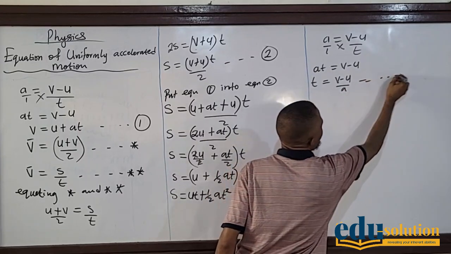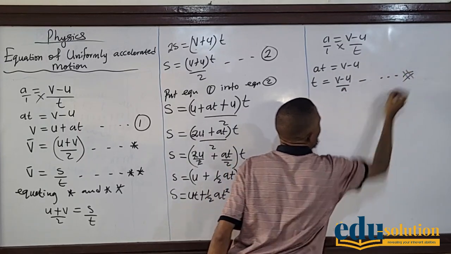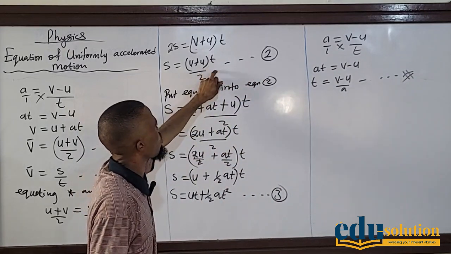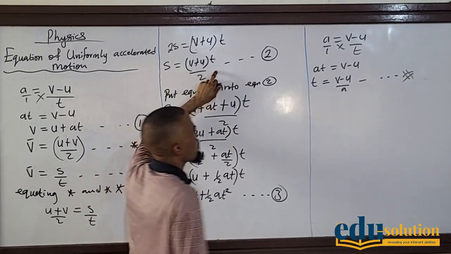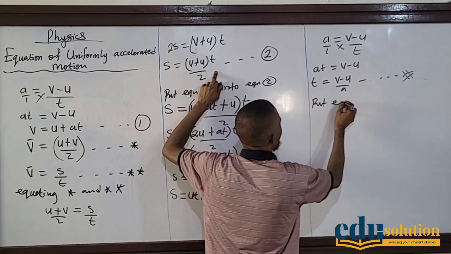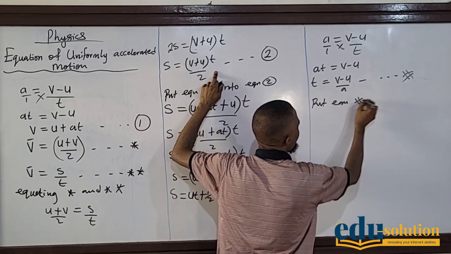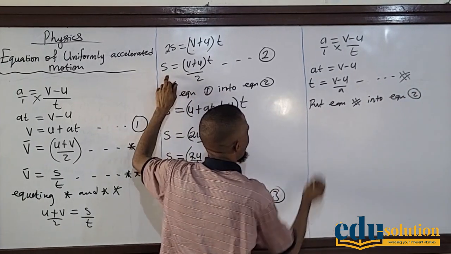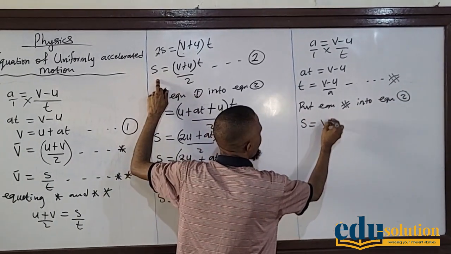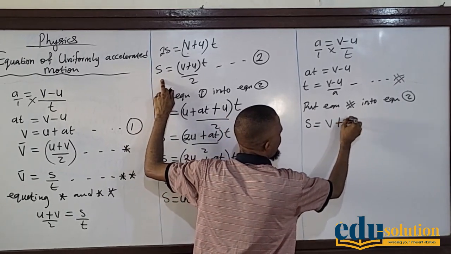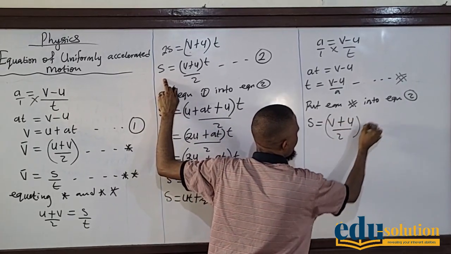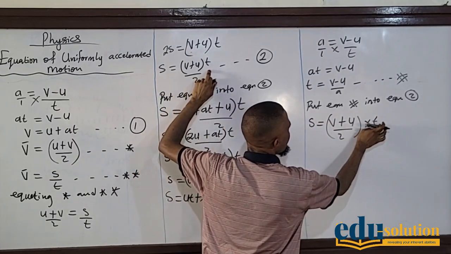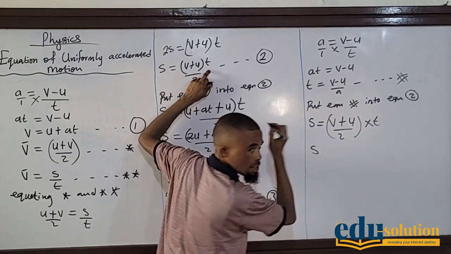So possibly let me call this equation hash. So if I put this equation hash into this equation 2, we will get the last one that we are looking for. So I'm having put equation hash into equation 2. So I'm having now s is equal to v plus u over 2 and then times t. So now anywhere I see this t, I will put this expression there. Are you following?